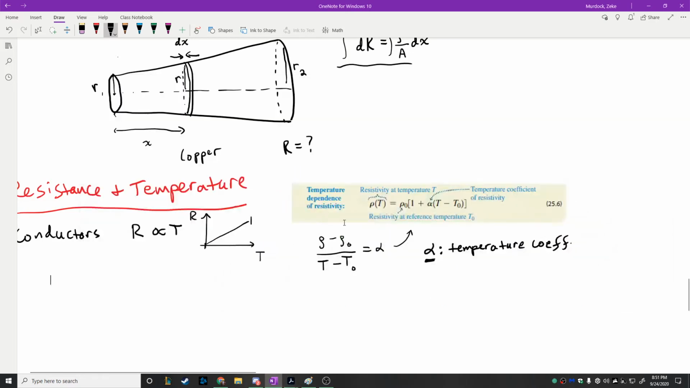Very simple relationship right here. The same relationship for resistivity also exists for resistance. Resistivity and resistance are obviously related to each other. So resistance as a function of temperature can also be written as resistance at some fixed value multiplied by 1 plus alpha times T minus T naught. We're going to do a problem with this right here.